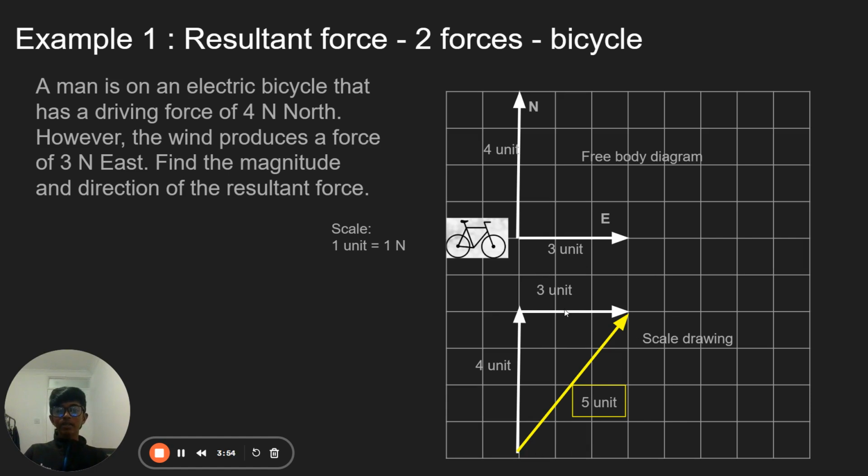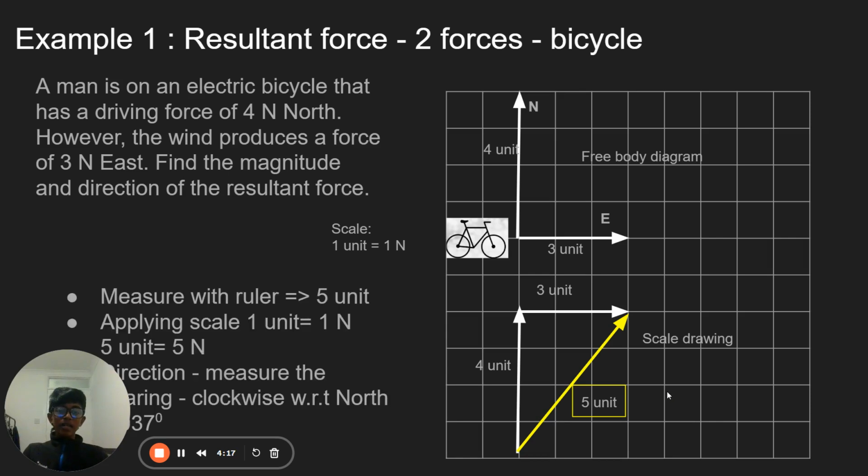Now, we just have to connect the tail of the first force we drew, which is this, to the tip of the last force, which is 3 newtons east. Measuring the resulting line using a ruler and applying the scale gives us 5 newtons as the resultant force. But when you're mentioning the resultant force, it is also important that you show the direction in which it is acting. So we use a bearing. A bearing is a three-figure angle measured clockwise from north. In this case, it comes out to 037 degrees.